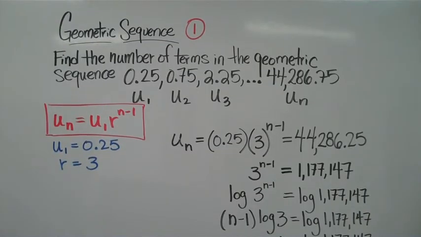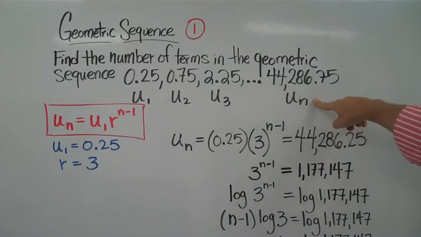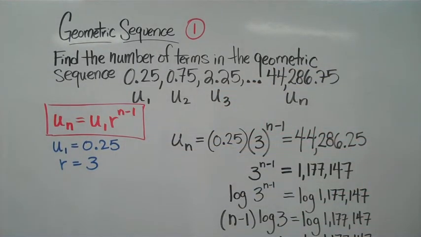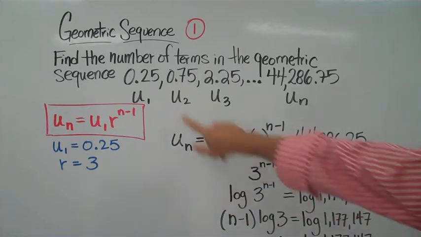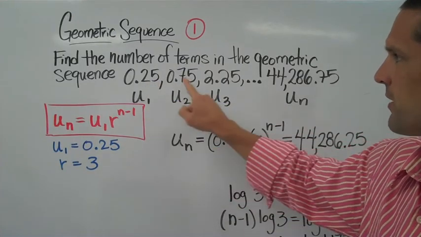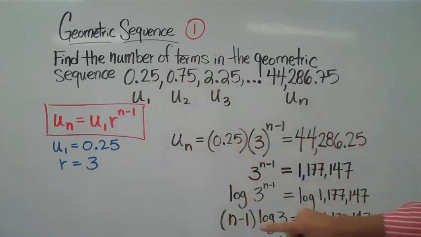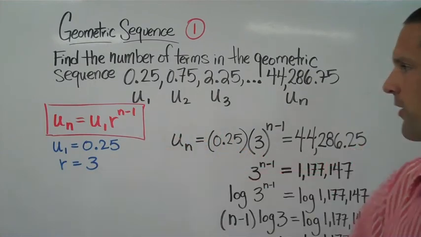Here's another problem using the geometric sequence. Find the number of terms in the geometric sequence 0.25, 0.75, 2.25, and so on, all the way out to 44,286.75. So the problem is we don't know this n. We don't know what number term this is, but we do know our formula says un equals u1 times r to the n minus 1. What is u1? It's our first term, 0.25. 0.75 divided by 0.25 is 3. 2.25 divided by 0.75 is 3. So we can conclude that r is 3.